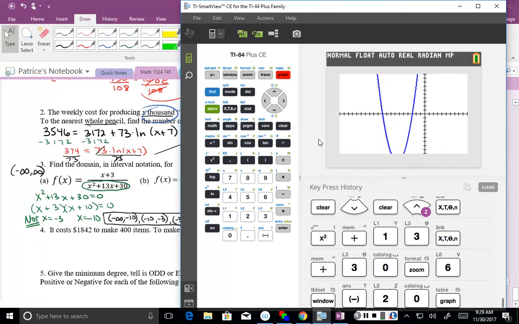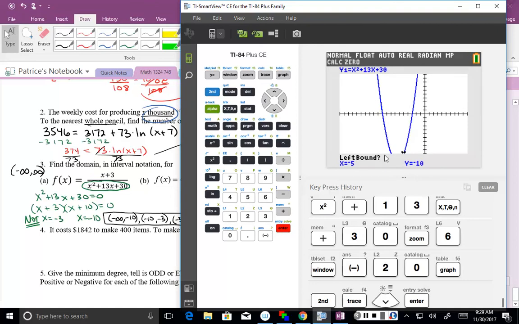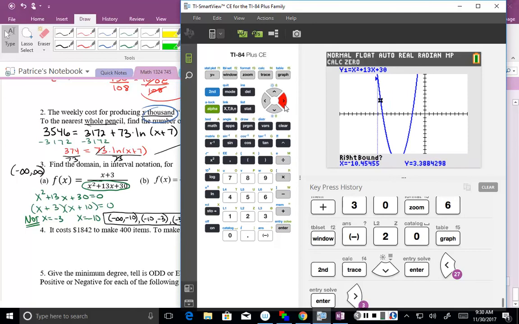And we can find that by going to second trace number 2. Say I want to find this one on the left first. I'm going to have to move my cursor to the left side of it. There we go. So my cursor's on the left side, and I'm going to hit enter. Then I'll move it to the right side, and I'll hit enter and guess. And at the bottom, it tells me negative 10.